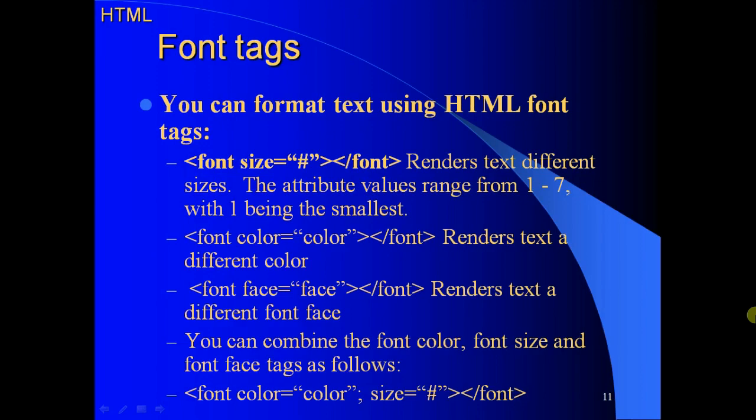The format of text in HTML can also be changed. This is done by using the font tag. The font tag contains attributes such as size, color, and face. You can combine the font color, size, and face in the form of attributes as follows. The end of the formatting is shown through a closed font tag.